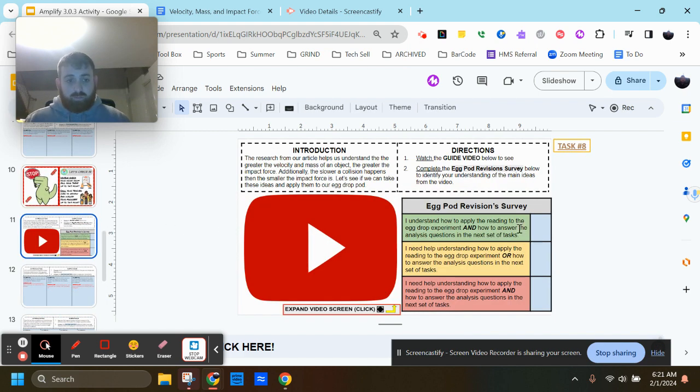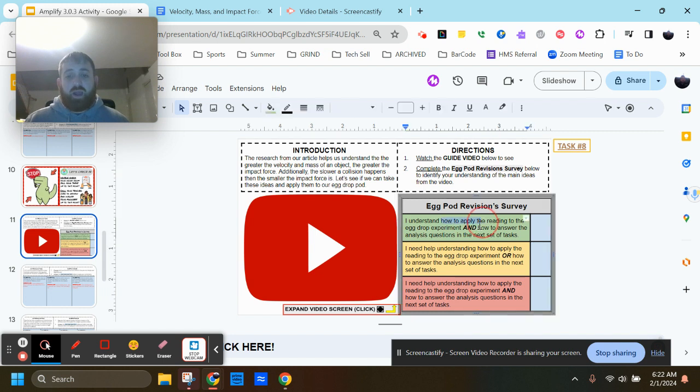So take a second. Do we understand how to apply our reading related to those 3 ideas to our egg drop experiment? Do we understand how to answer the analysis questions in the next set of tasks? If the answer is yes to both of those, put it in green. If one of those is confusing, yellow, and if both are confusing, red.